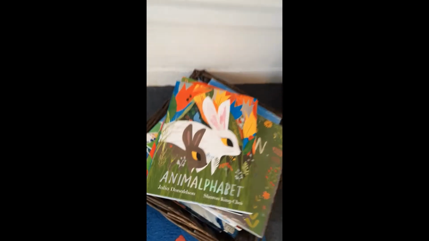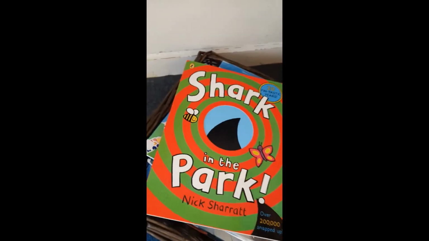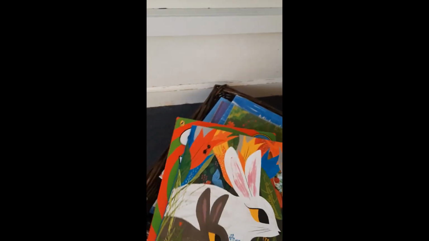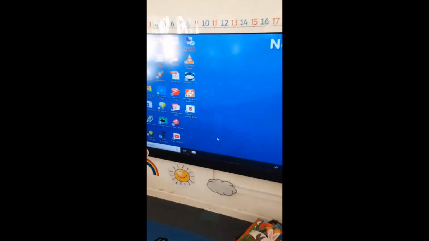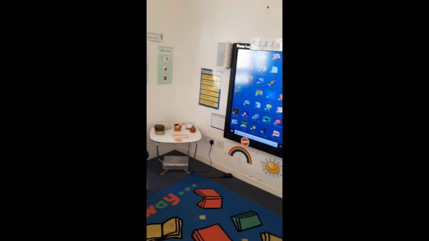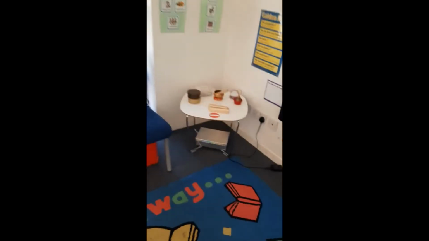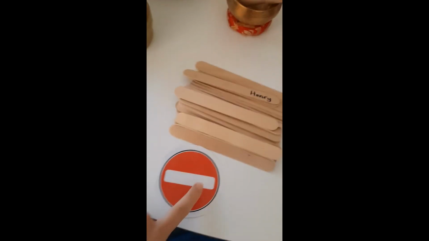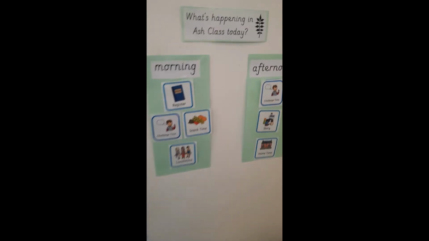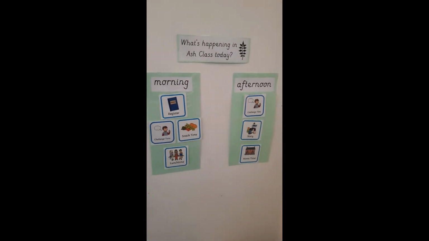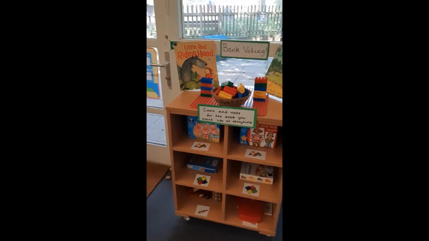And on the carpet we have a lovely basket full of books. We've got some of the best books in the whole world in Ash class. And of course we have our huge interactive whiteboard we play games on. And this is my little table. This table is not for children to touch. And we've got our what's happening today in Ash class. So if you ever want to know what's going on, you can take a look at the wall.